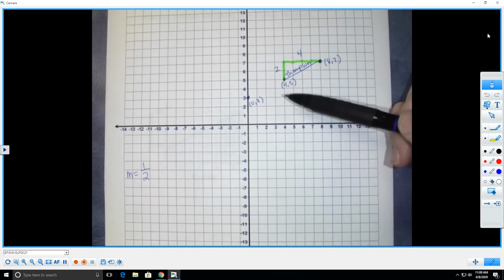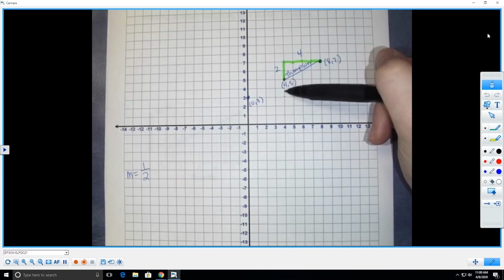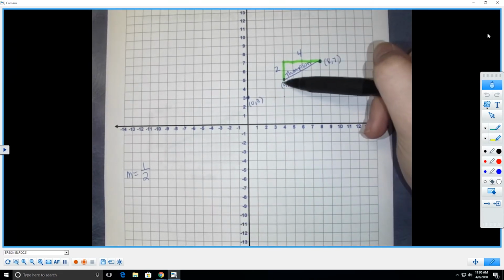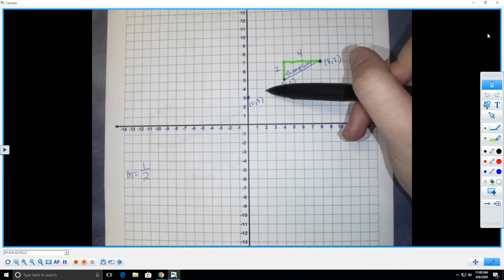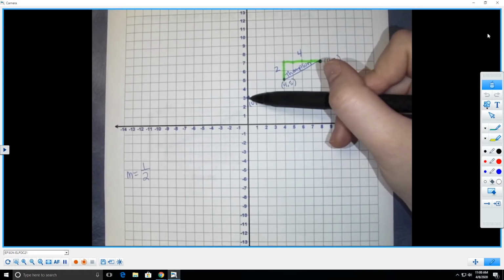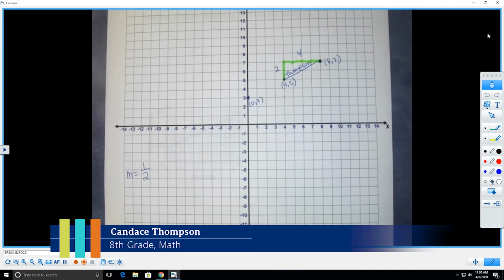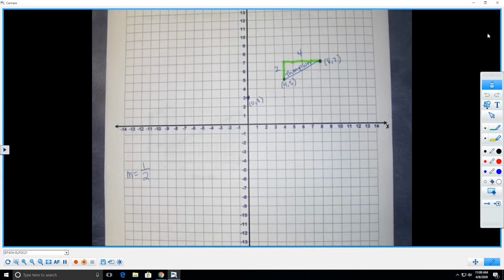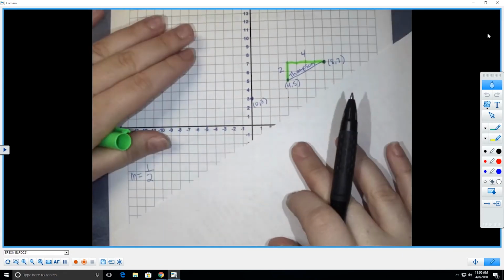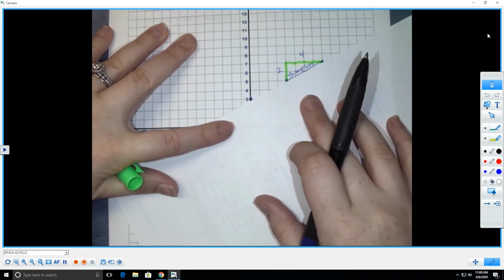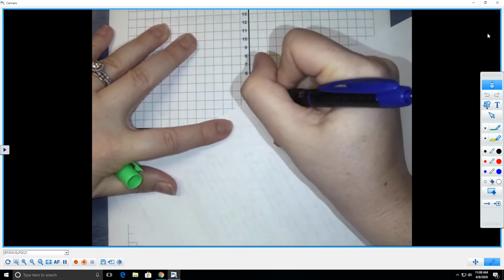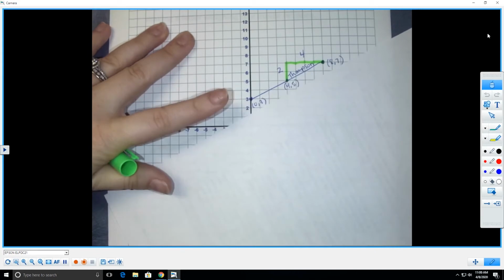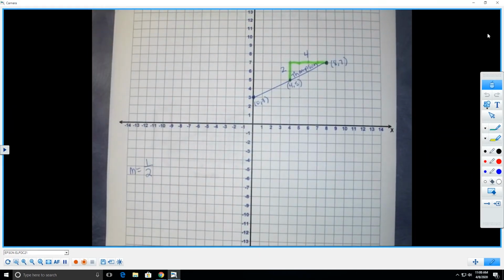But let's just double check that. So instead of going down 2 over 4, let's go down 1 over 2 until we get to our y-axis. And as you notice, I land on the same spot. So what is the y-intercept of this line? I'm going to connect these completely. What is the y-intercept of this line?